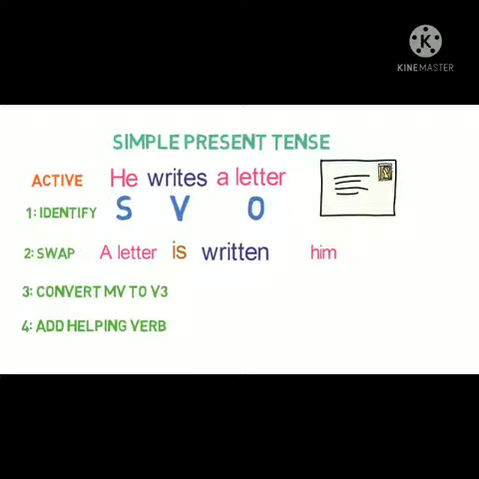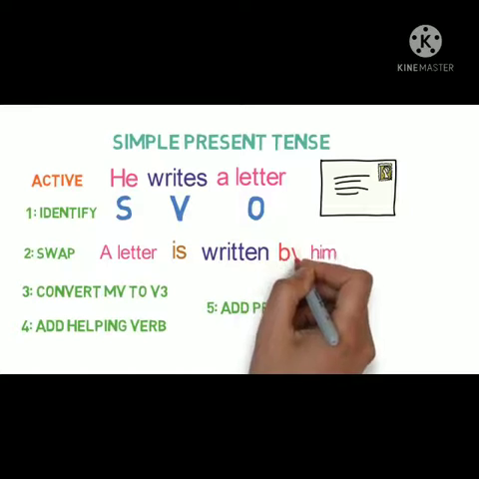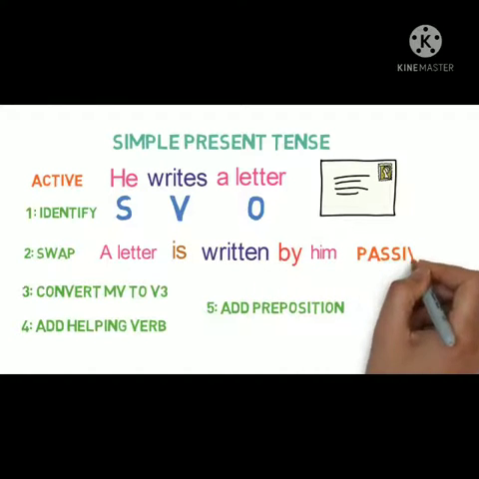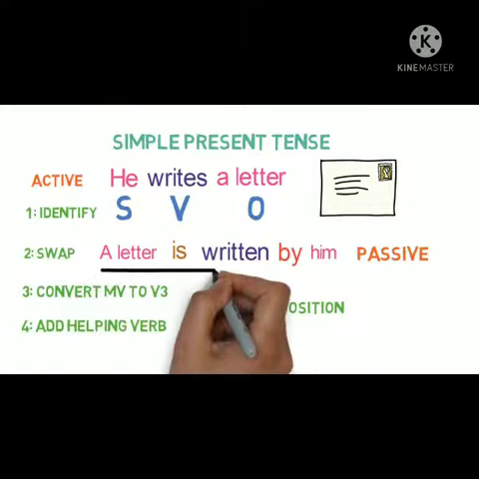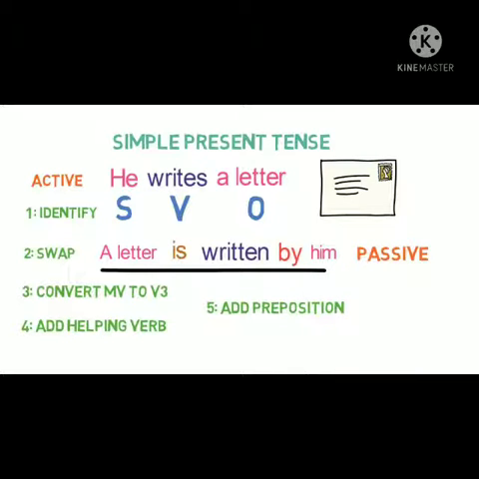Now, if you read the sentence, it is a letter written him. Do you think that the sentence is complete? No, it's not. That's where step 5 will come. In step 5, we need to add by before him. Now, the whole sentence is completed. A letter is written by him. I hope you are clear with all the steps.